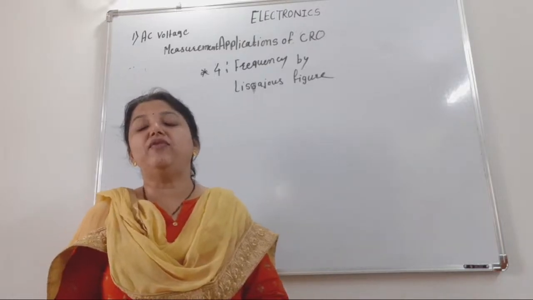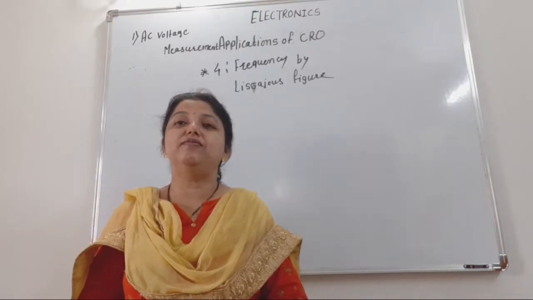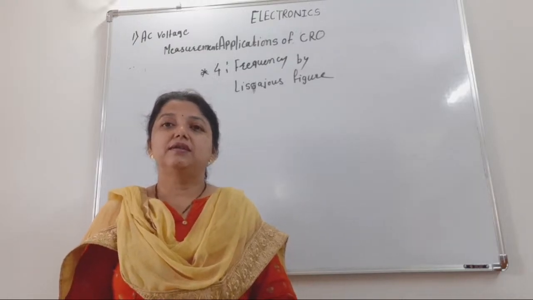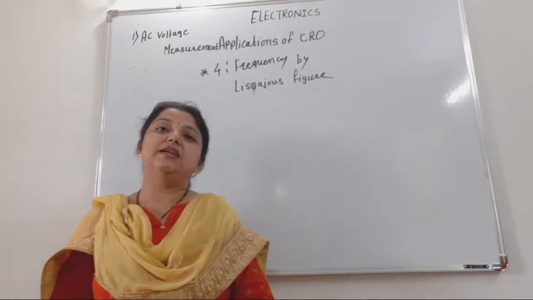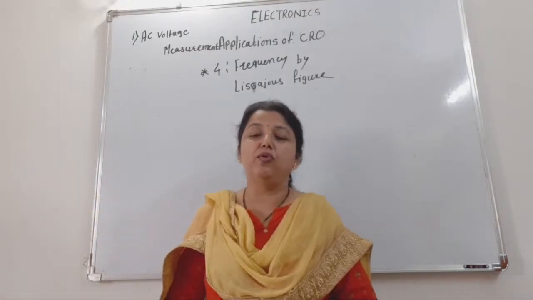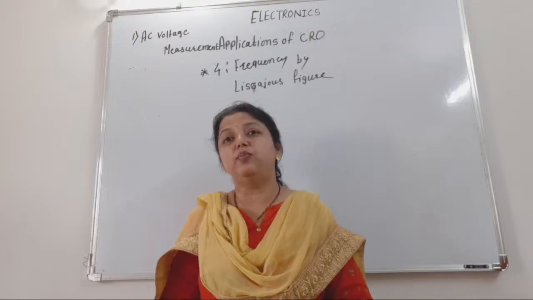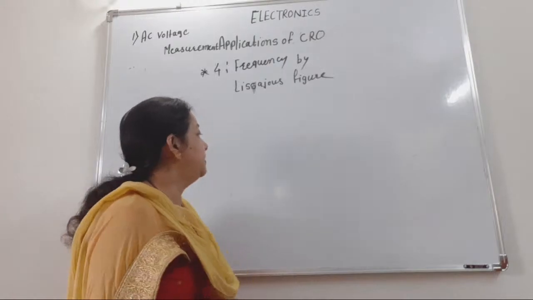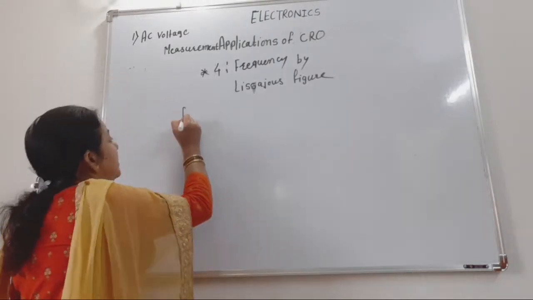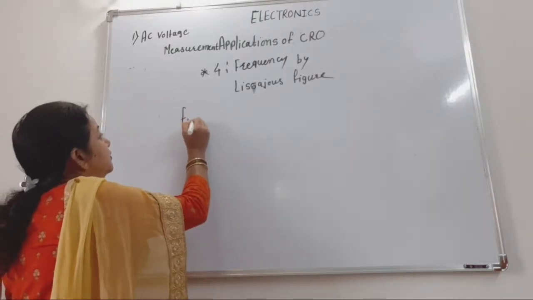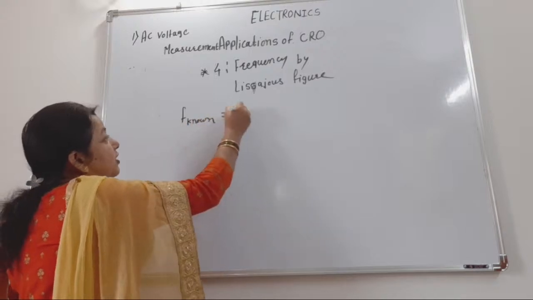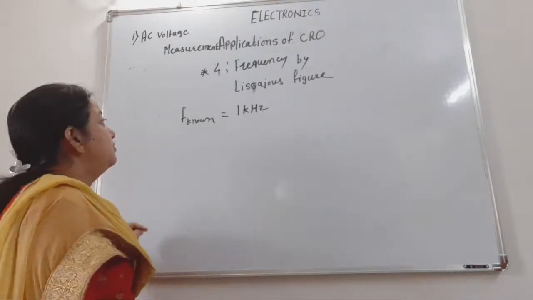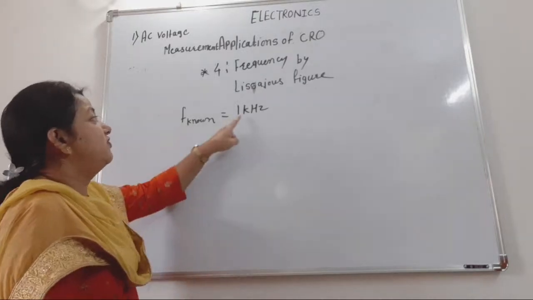That the unknown frequency signal is of the same frequency. Unknown frequency signal is the same as the frequency of the known signal. Suppose the known input signal, known means known frequency. F known is equal to, suppose, 1 kilohertz. We previously know the input signal's frequency, that is 1 kilohertz.